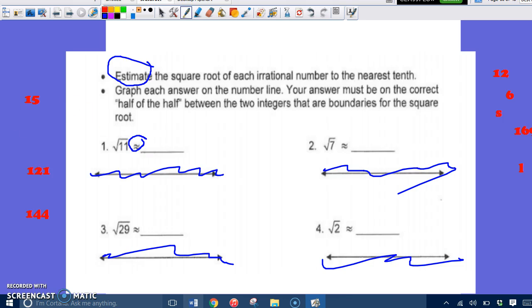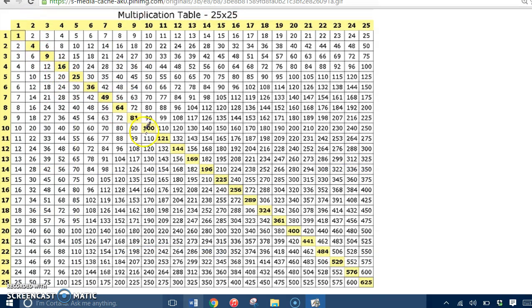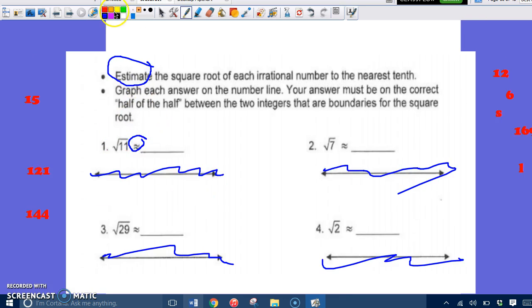11 is not a perfect square, so you cannot find 11 here. Notice there's no 11 among these perfect squares. So what two perfect squares does 11 fall in between? Right here, between 9 and 16. Don't put the 9 and 16. Put the digit that's over here to the side. So the estimated square root of 11 will fall in between 3 and 4, because the root of 11 will be right about here. On your sheet, you should be putting 3 and 4.